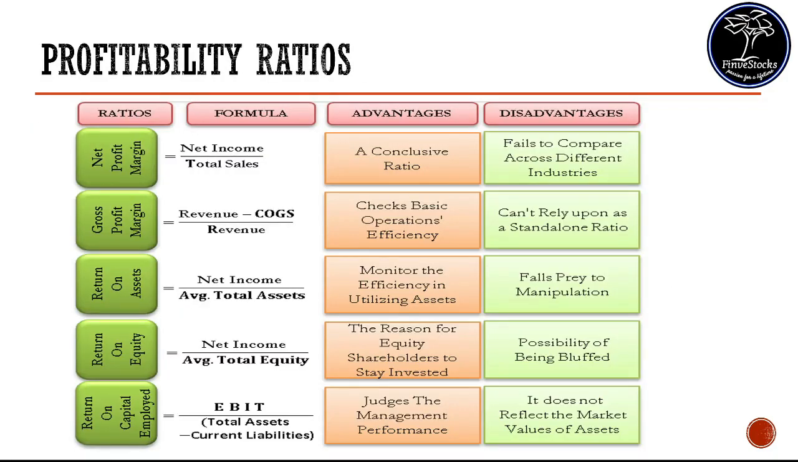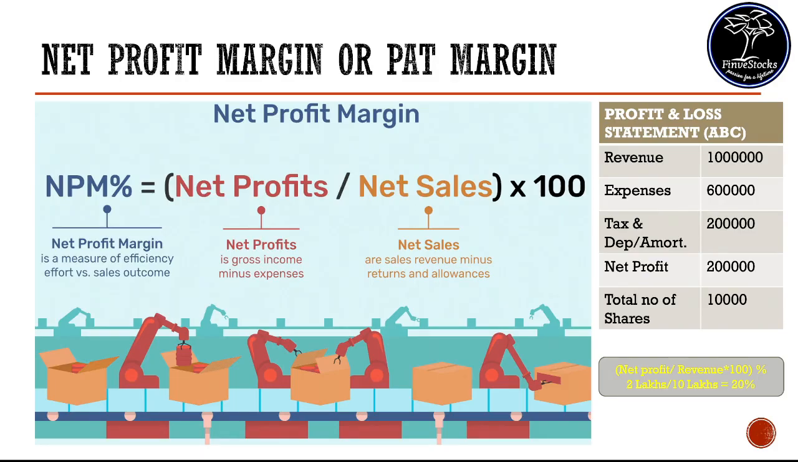The various profitability ratios we are going to discuss are net profit margin, gross profit margin, return on assets, return on equity and return on capital employed. All these profitability ratios show how efficiently a company generates profits and value for shareholders. Profitability ratios are used to predict the financial ability of the company. Now let's see each one by one.